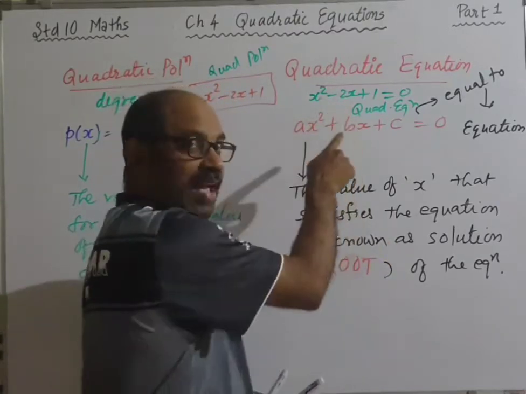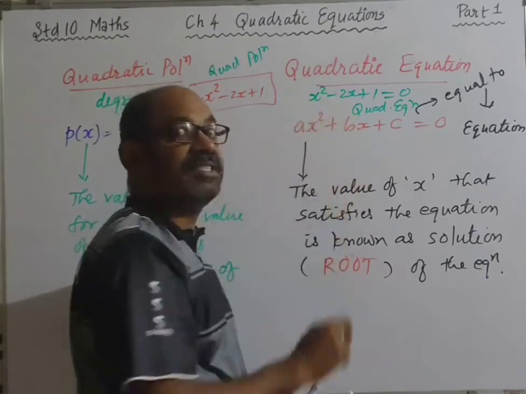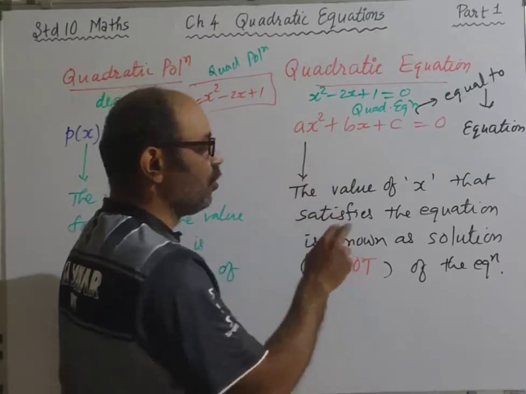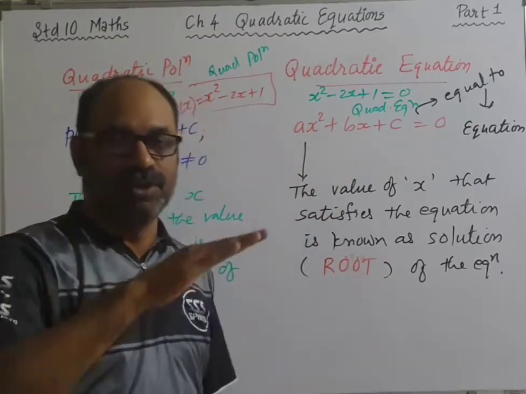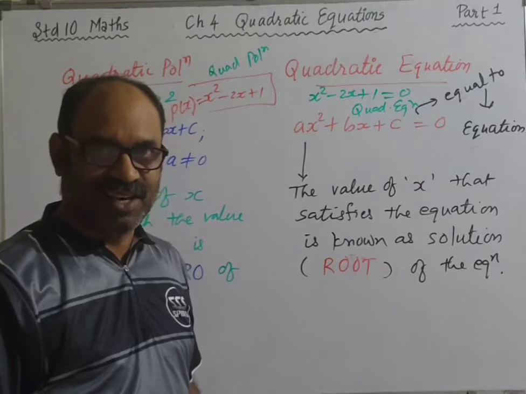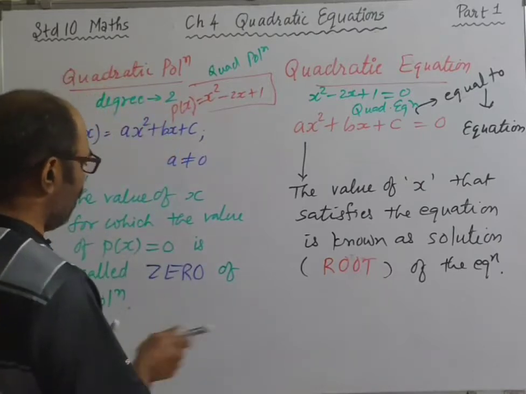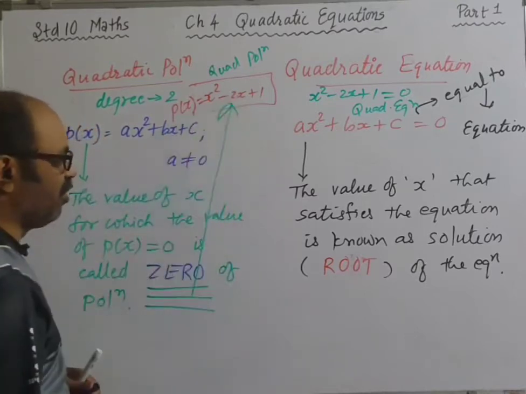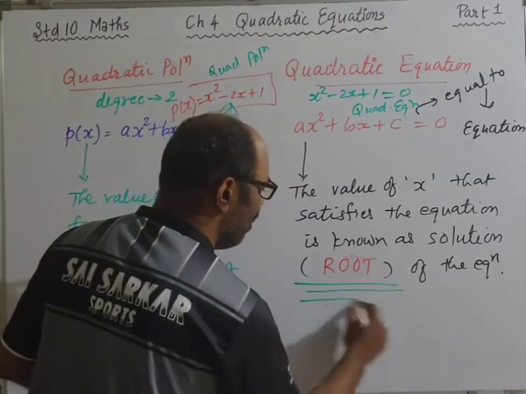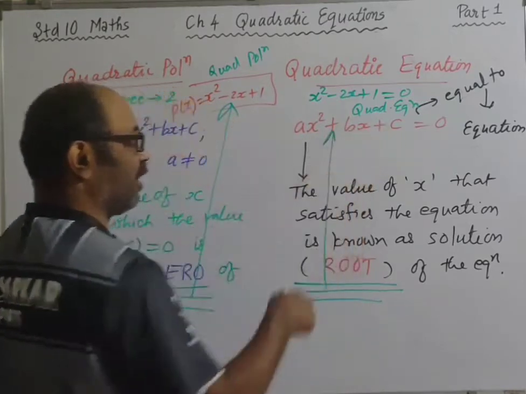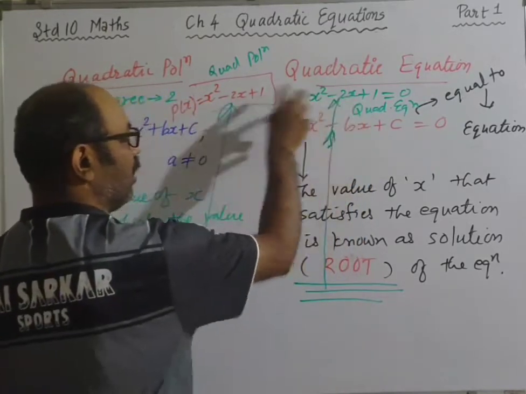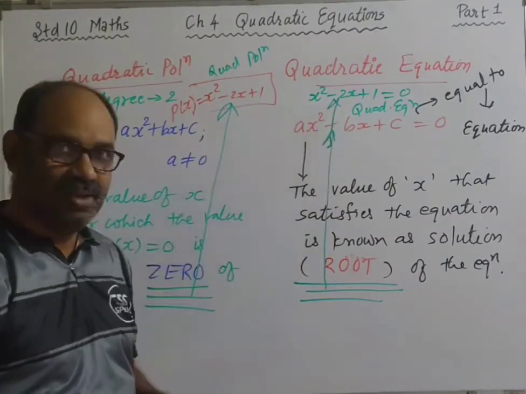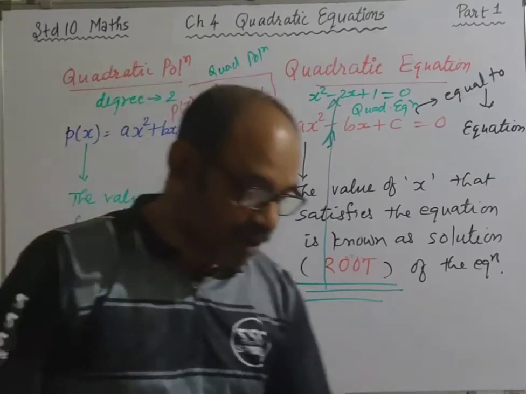And the value of x for which the quadratic equation is satisfied is called the root of the equation. That is called the solution of the equation. Is that clear, children? Whatever are the zeros of this quadratic polynomial, the same are the roots of that quadratic equation. So it will be the same: x square minus 2x plus 1 equal to 0 is the equation. Okay, children, I hope you have understood.